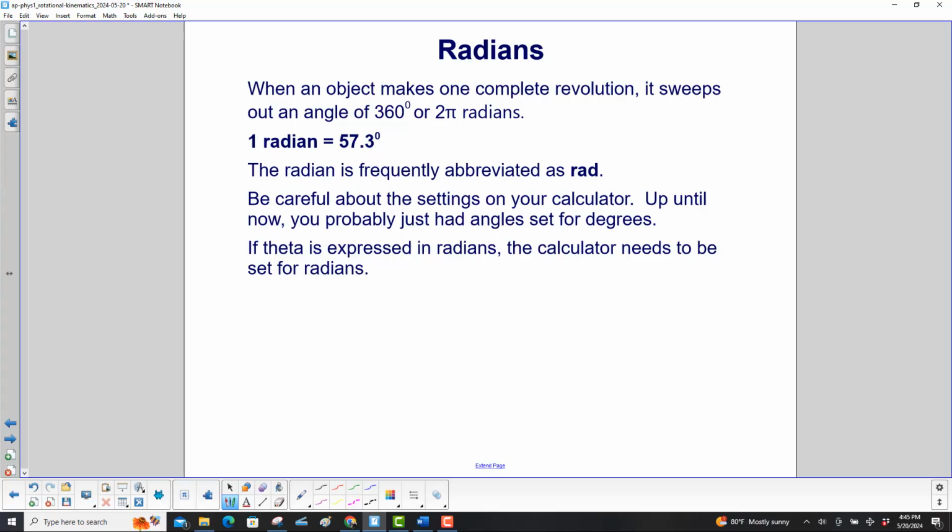When an object makes one complete revolution, it sweeps out an angle of 360 degrees, or 2 pi radians. 1 radian is equal to 57.3 degrees. The radian is frequently abbreviated as rad. Be careful about the settings on your calculator. Up until now, you probably just had angles set for degrees. If theta is expressed in radians, the calculator needs to be set for radians.